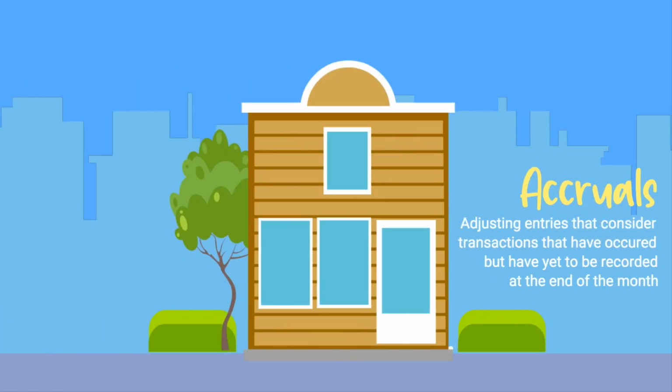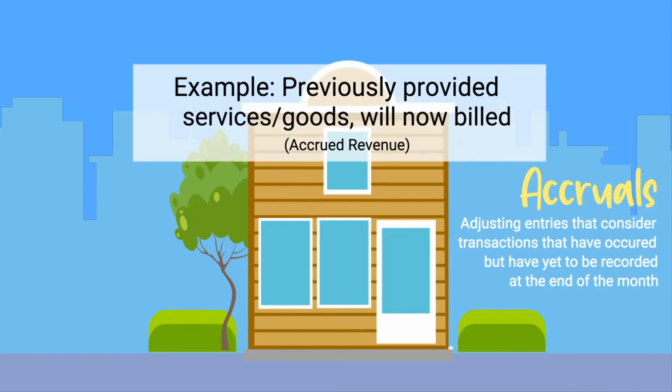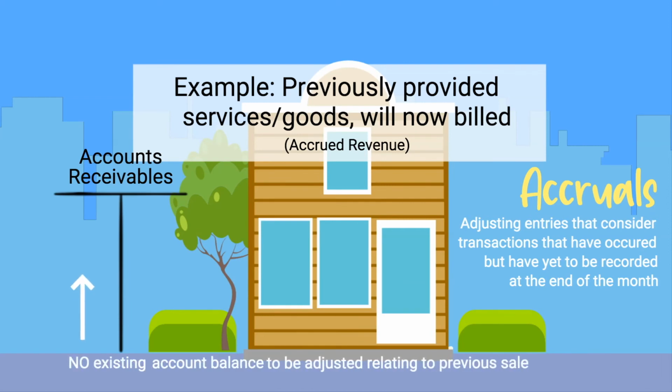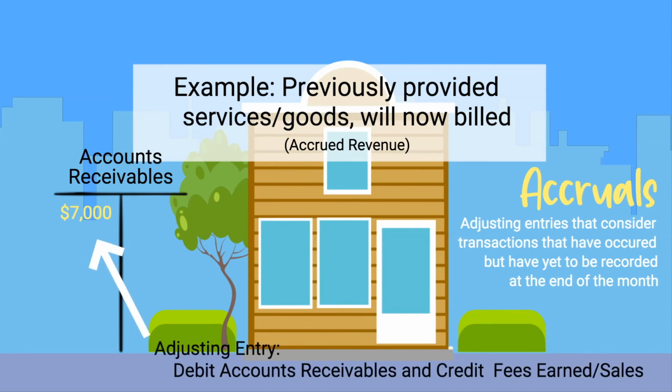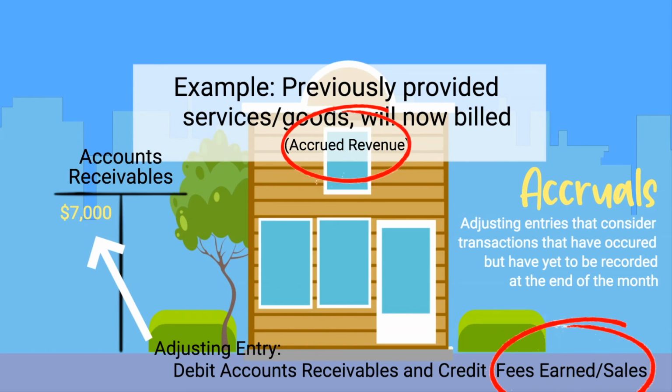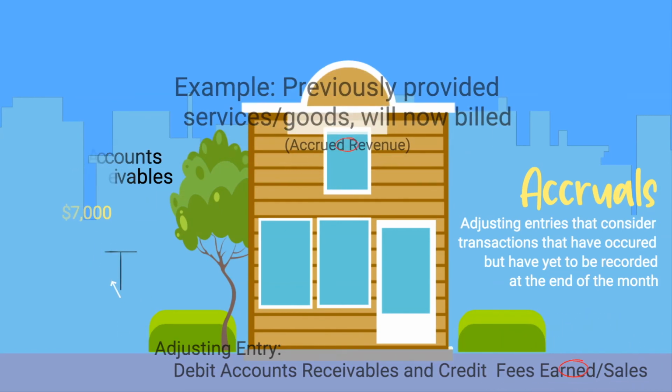Our last example of an accrual is an accrued revenue example, where previously provided services or goods will now be billed. This will deal with the accounts receivable account. Notice that there is no existing account balance to be adjusted relating to the previous sale. The adjusting entry will be on the debit side. Let's say $7,000. Adjusting entry: debit to accounts receivable and credit to fees earned or sales. Because there is a credit to fees earned or sales, it is considered accrued revenue.